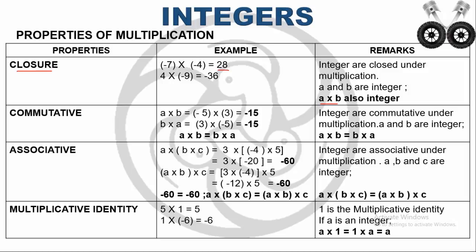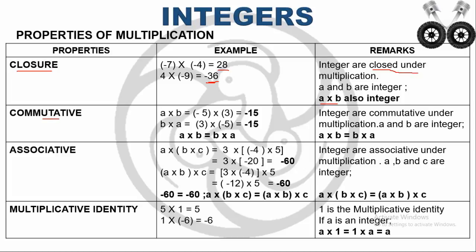4 into minus 9. 4 is the positive integer and minus 9 is a negative integer. Whenever I multiply these two integers, I get the product 36. The two integers have different signs, so I have to put the negative sign. So minus 36 is also an integer. Therefore, if A and B are integers, then A into B is also an integer. Therefore, integers are closed under multiplication.